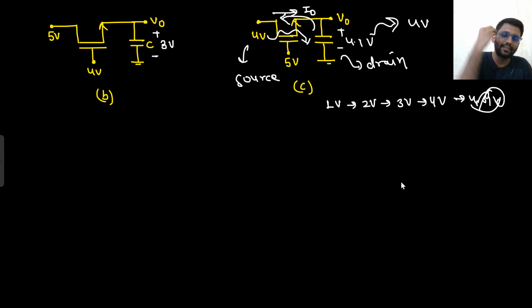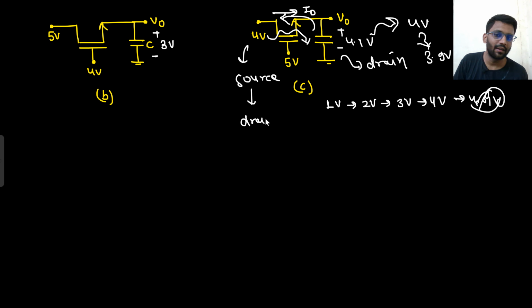Are you getting this point? Let's just say some guy has a doubt: sir, why can it not go to 4.1 volt? If it goes to 4.1 volt, there will be current flowing in the opposite direction, out of the capacitor, which will discharge the capacitor. So from 4.1 volt, it will start going down. After that it will be 3.9 here and 4 there, so again it would become source and again it will start charging the capacitor.